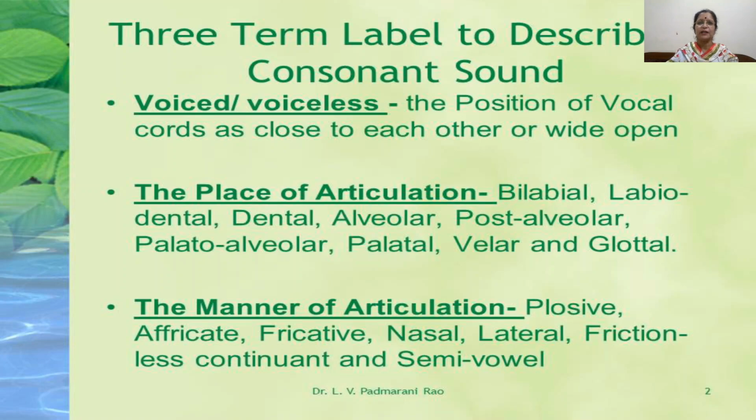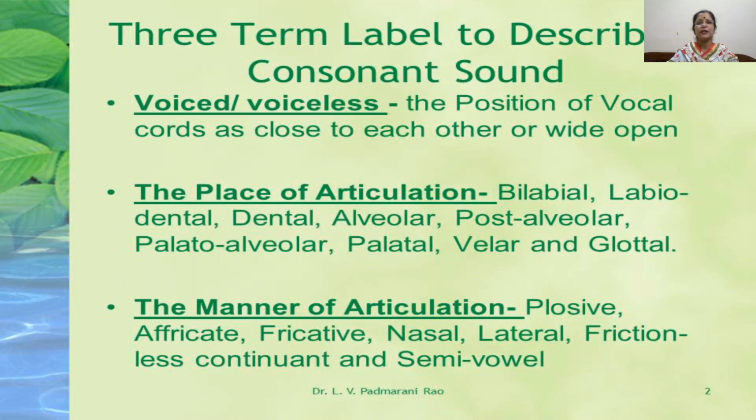Bilabial, if both the lips are involved. Labiodental, if the lip and the teeth are involved. Dental, if both the teeth are involved. Alveolar, if the tip of the tongue and the teeth ridge, or the alveolar ridge, are involved. Palato-alveolar, if the hard palate as well as the alveolar ridge are involved in the production of the speech sounds. Palatal, if only the hard palate is involved. Velar, if the soft palate is involved in the production of the sound. And glottal, where the glottis, which is the opening between the two vocal cords, is involved.